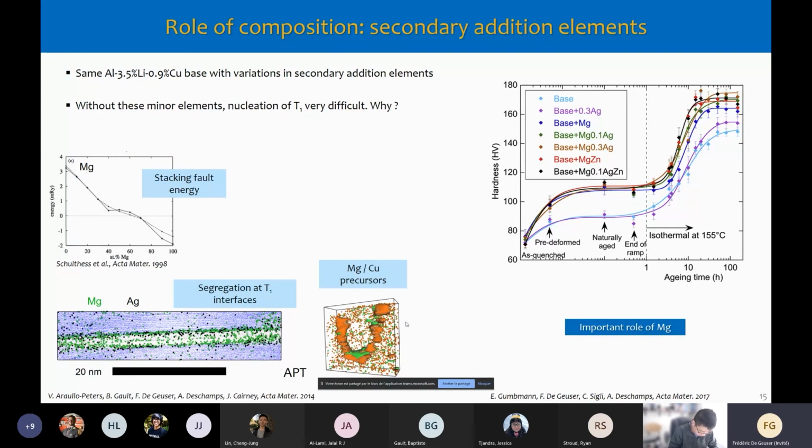So what we conclude from this is that the effect of magnesium is not really to favor T1s, but to saturate the dislocations in order to not favor theta primes. So it's really some sort of negative effect for theta primes. It kills the nucleation of theta primes at dislocations. And because they're competing for the same copper, it's really T1 that will form.